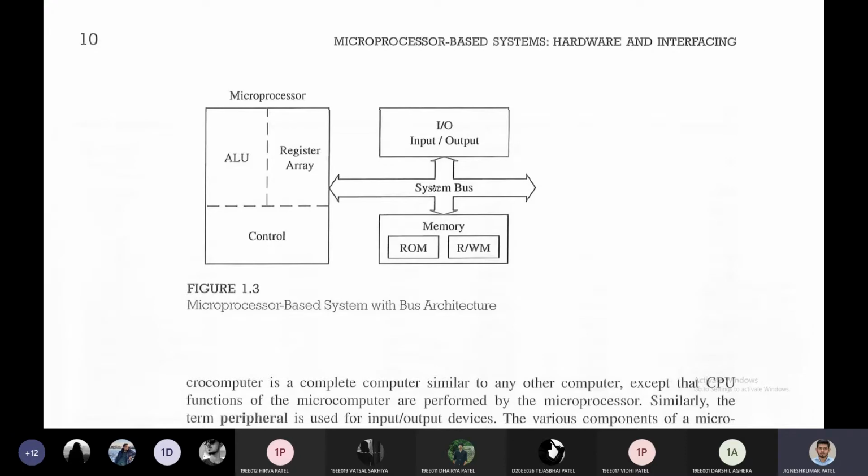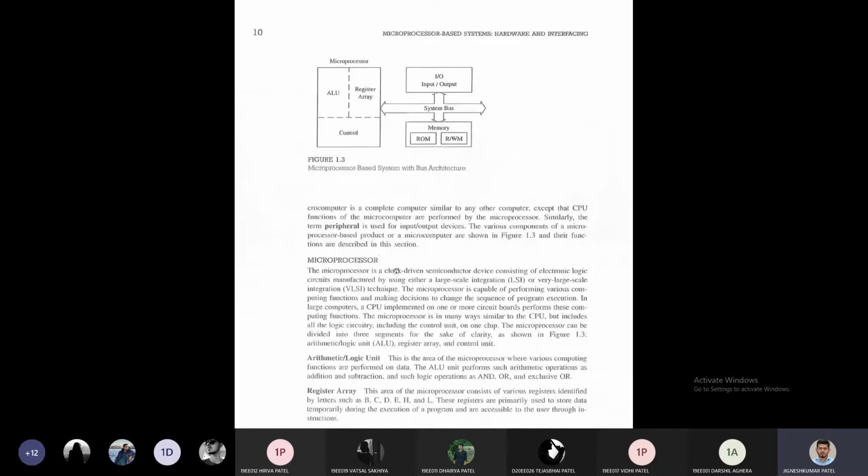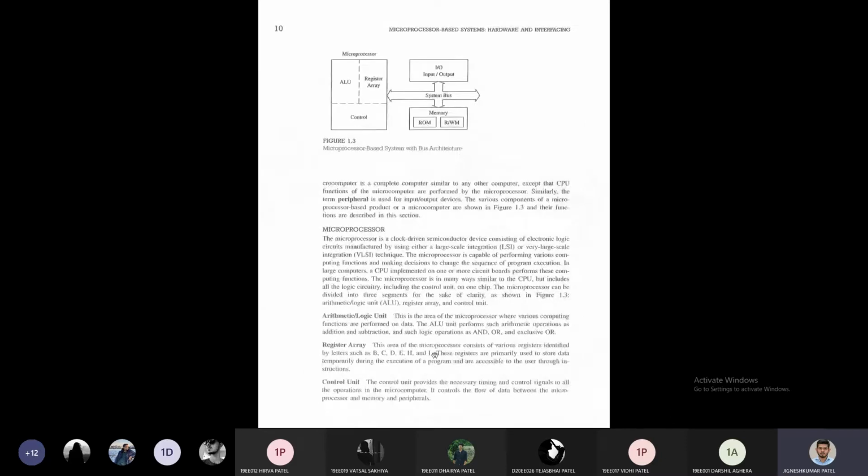There is a system bus. The system bus is the address bus as well as your data bus and control bus. Combining all three is the system bus. You can have input output with them and ROM. So this inner part is actually your processor, and then you are going to connect something outside. That is your input output and your memory. And this is again a little bit of explanation of those things.